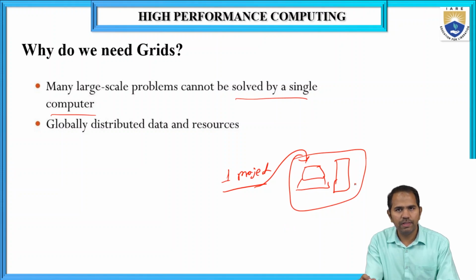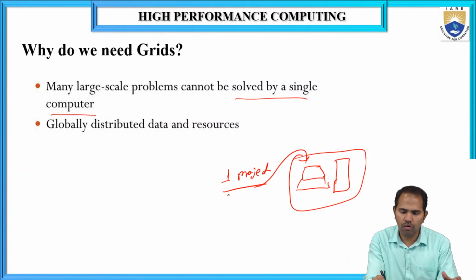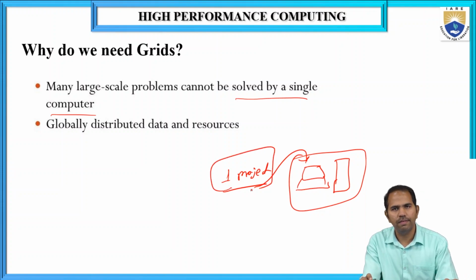But it has to be given with grid computing. It has n number of resources. The goal is that one project has to be completed. A large-scale problem is considered as a project.